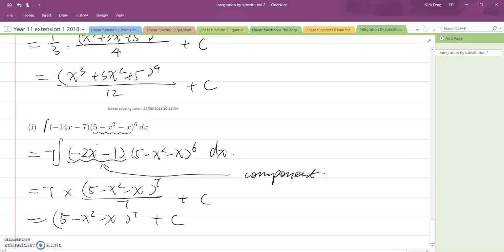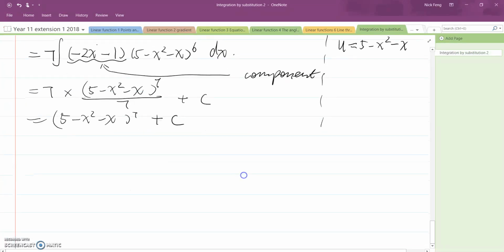Now, if you're doing integration by substitution, again, you will get exactly the same answer. I would like you to try to do it now. Pause the video. Using integration by substitution, let u equal 5 minus x squared minus x, and continue with that. Replace everything by u. At the end you should get u to the power of 7 plus c, and then replace that u back by the expression here. Again, I want you to do it now.